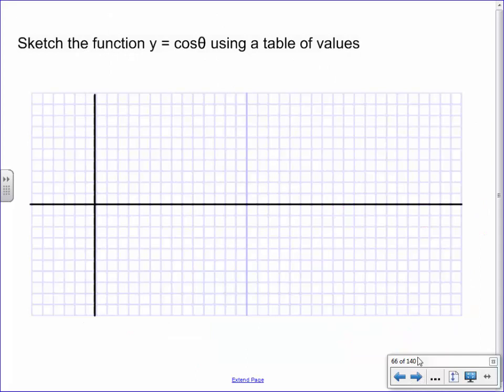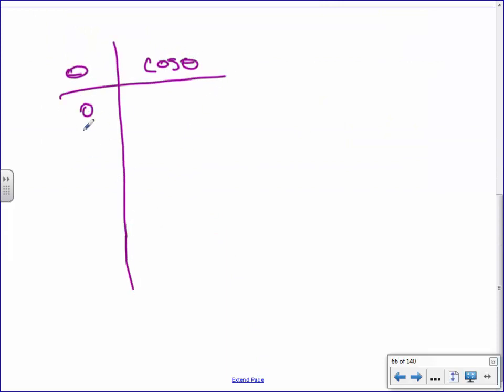Let's try the same thing with cosine again. So let's assign everybody a cosine value to do. So 0, 30, 60, 90, 120, 150, 180, 210. We'll try cosine. Cosine theta based on theta, let's write them out here. 0, 30, 60, 90, 120, 150, 180, 210. And go.